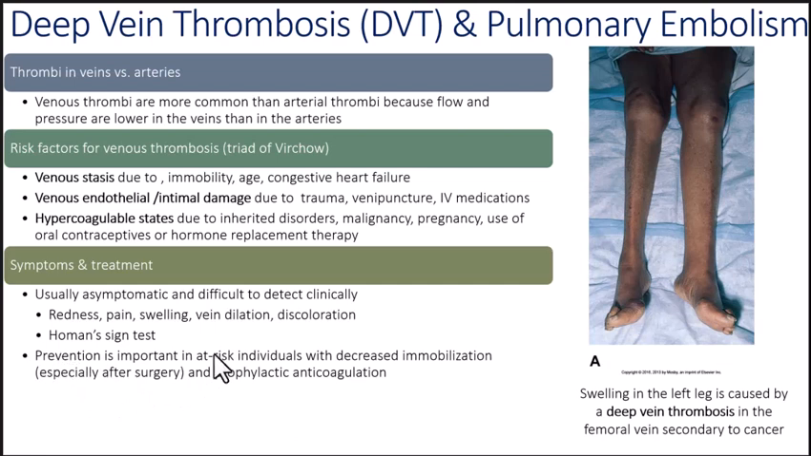But there are states where you might know that somebody is going to be at risk of developing a deep vein thrombosis. And so this is where prevention is going to be especially important. So maybe after somebody's been immobilized because of an injury or surgery, they might need to be given prophylactic, so preventative, anticoagulation medication to reduce the odds that they will develop a clot.